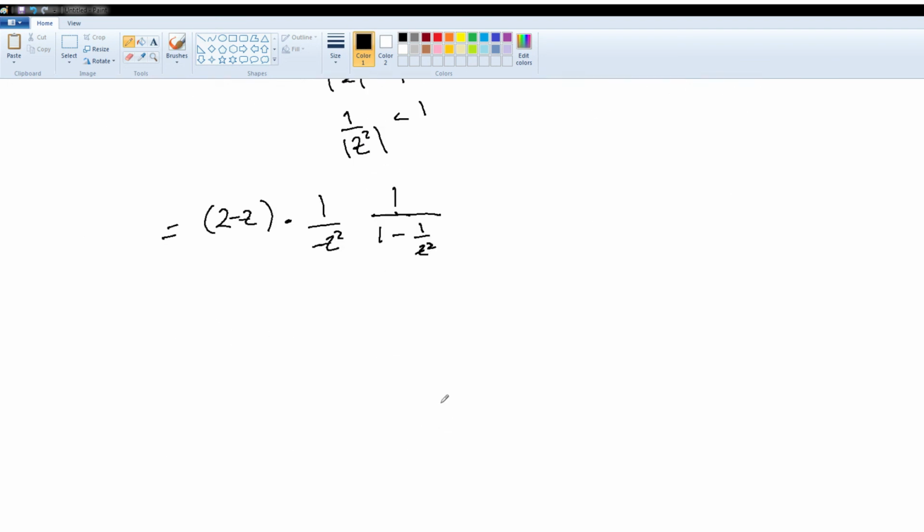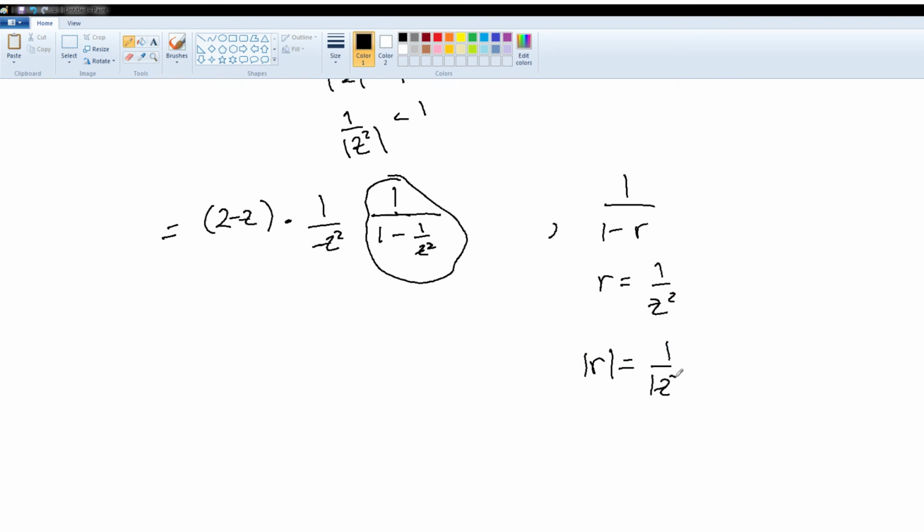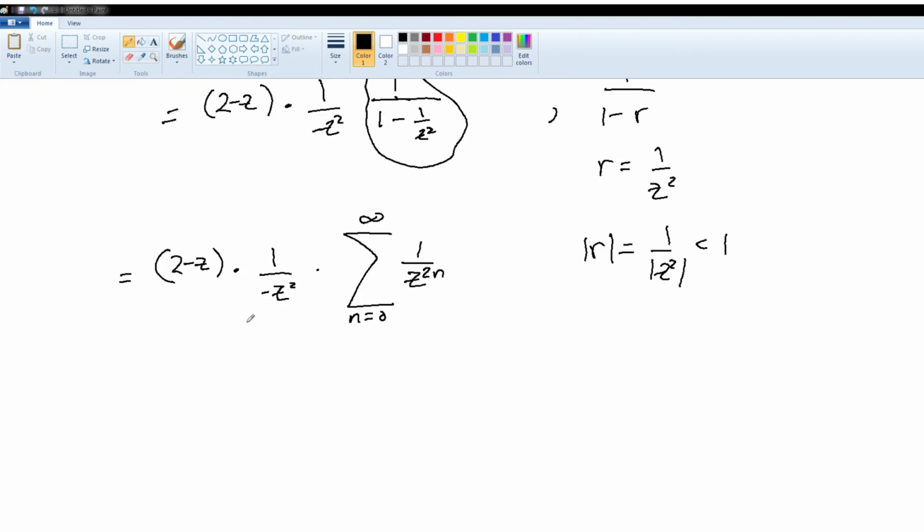So why is that good? Well, because then we have something in the form 1 over 1 minus r, where r is 1 over z squared, and we noted the magnitude of r in the second region is less than 1. So you can expand this factor geometrically. And you get r to the power n looks like this. I'll go ahead and write out a few terms: when n is 0, when n is 1, when n is 2, and so on.